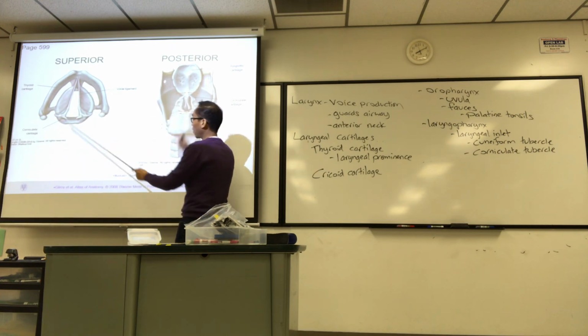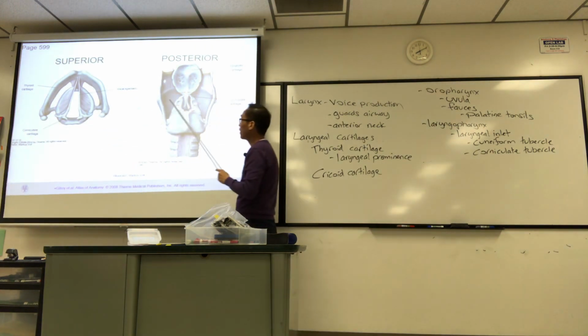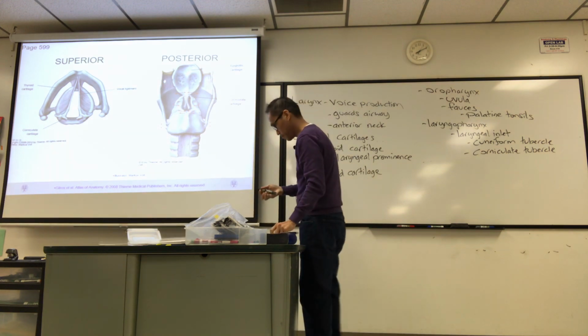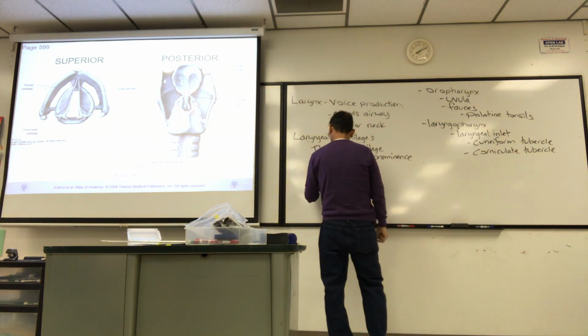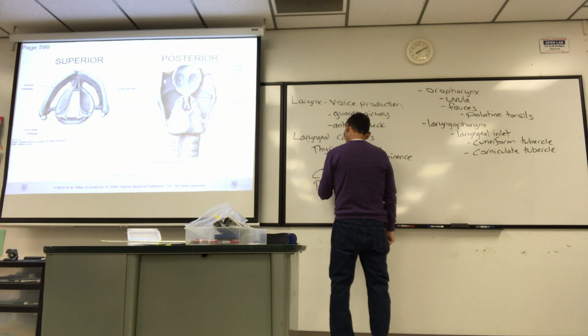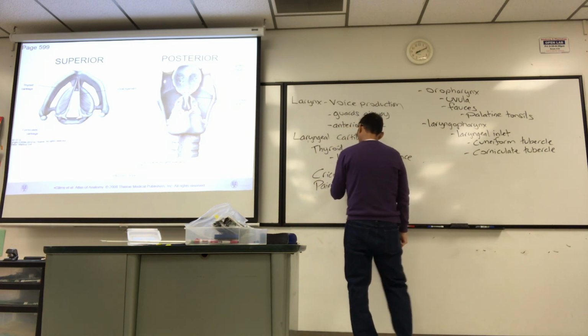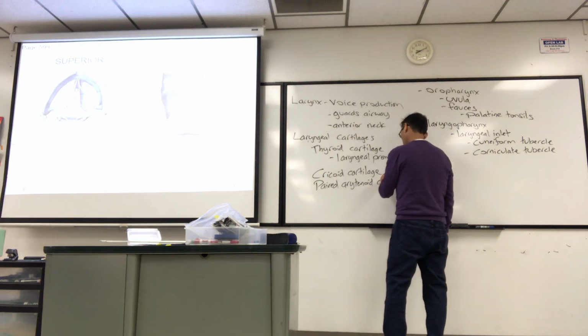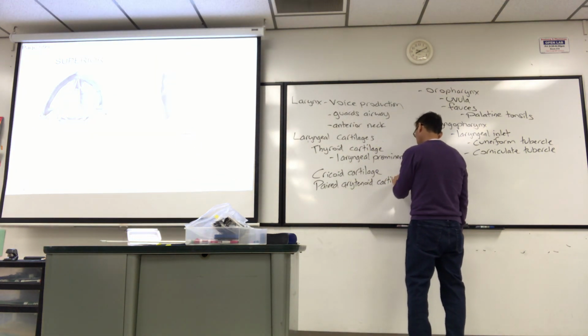You see these paired cartilages from the superior and the posterior view. Let's note that. Those are paired arytenoid cartilages. There's two of them. So I'll say paired arytenoid cartilages.